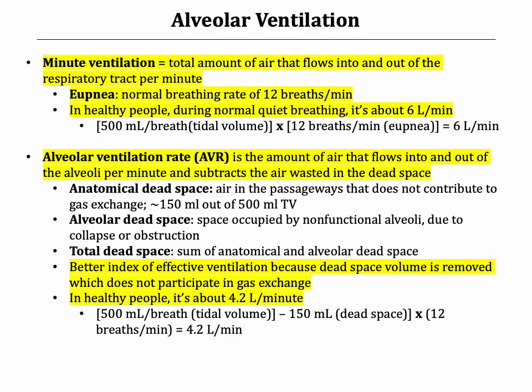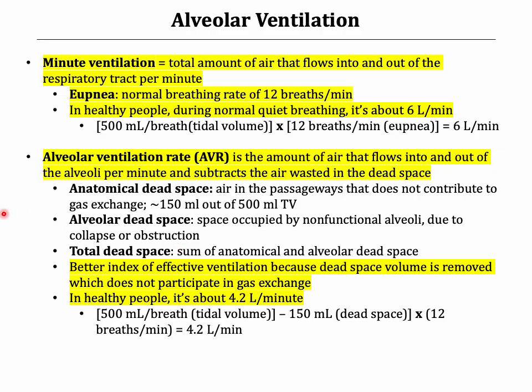So for alveolar ventilation, there's a few terms that we want to consider. For minute ventilation, we're talking about the total amount of air that flows into and out of the respiratory tract per minute. And for healthy people, during normal, quiet breathing, like we're all doing right now, that breathing rate is about 12 breaths per minute and about 6 liters being moved in and out per minute.